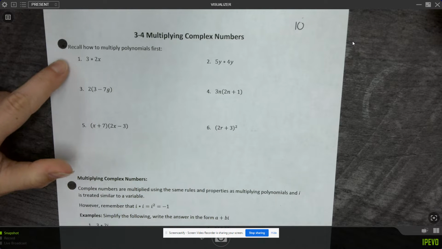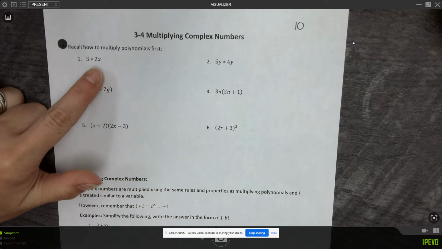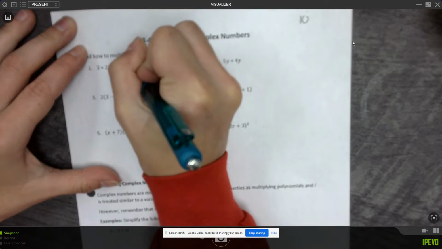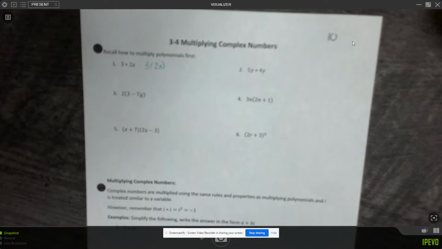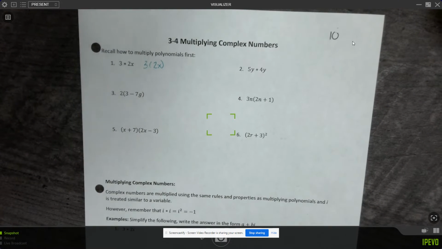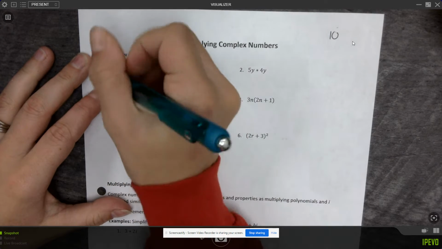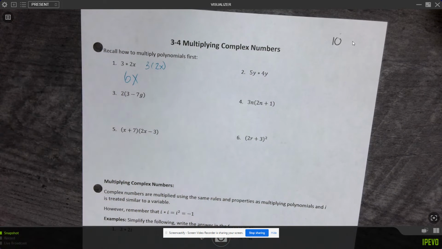So first we're going to multiply just some polynomials. Remind yourself how to do that. So in this first example, when it says 3 times 2x, and it could also look like this, where the 3 is outside of our parentheses and the 2 is on the inside. Both of those are the same. Either way, you would multiply the coefficients. 3 times 2 is 6x.